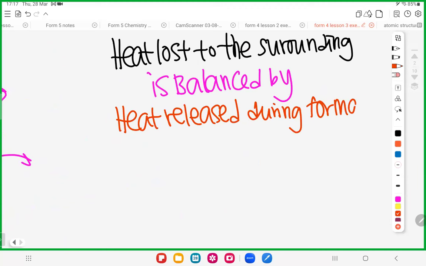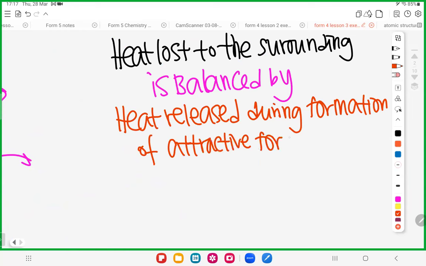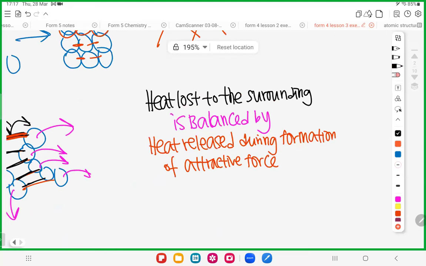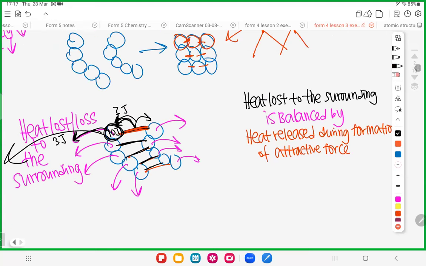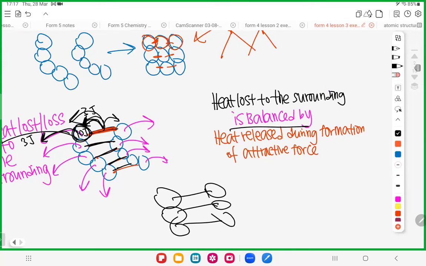You stick together. Sticking together is called formation of attractive force. You can say attractive force, or you can say force of attraction. I hope everyone can understand this. So that's the reason. The heat that you throw to the surrounding is balanced, balanced means the same, with the energy you got back when the liquid particles stick together to form solid. This sticking together is called formation of attractive force, and this process of sticking together will give extra energy. This energy they give you is called heat release.